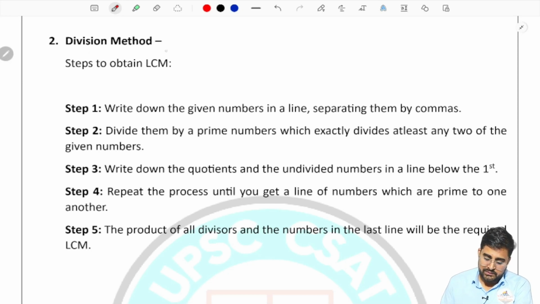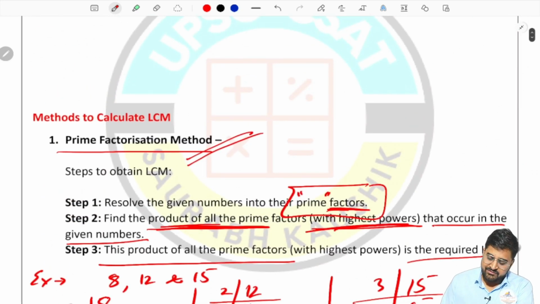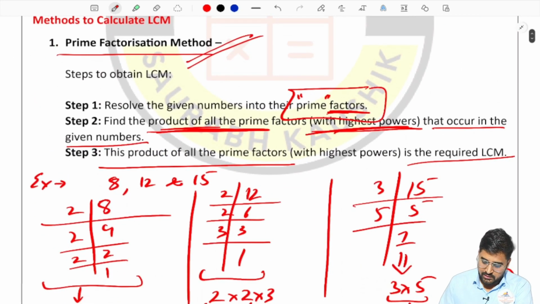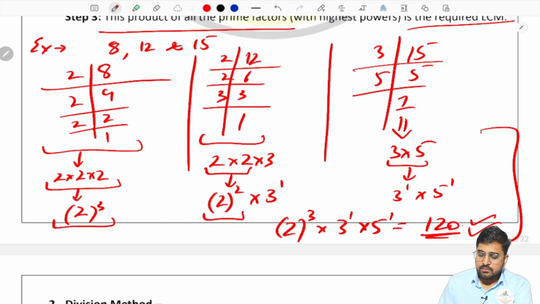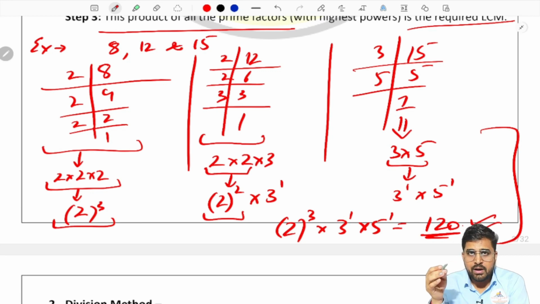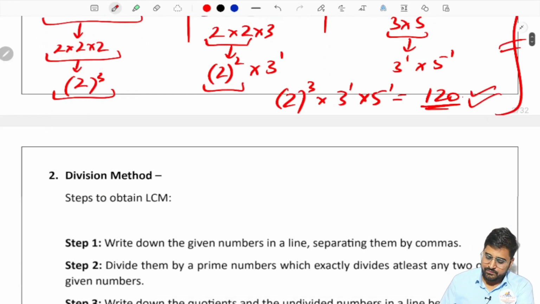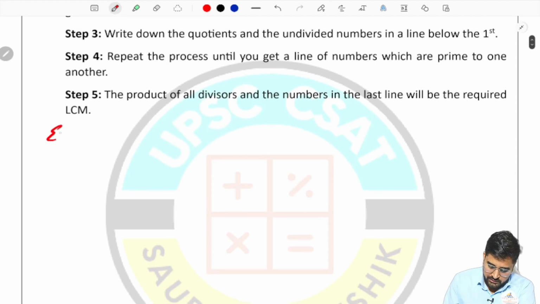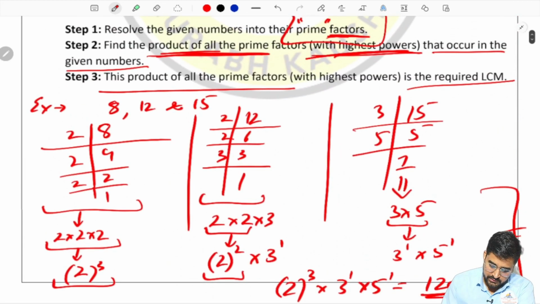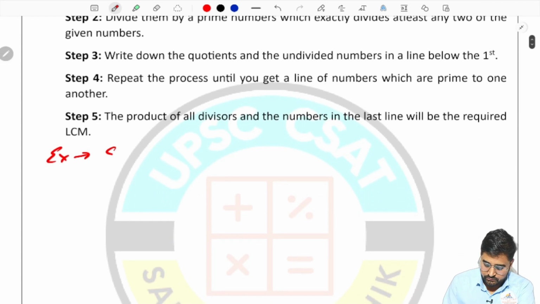Now we are talking about the division method. This method is similar to the prime factorization method only. The only difference is you shouldn't have to take care of this part, where you take the prime factorization, then convert them into the powers, then solve them. In this case, let's take the same example: 8, 12 and 15.